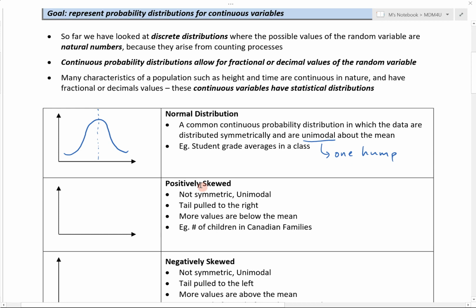Another kind of distribution is a positively skewed distribution. It would look something like this. It's not symmetrical, but it's still unimodal. The tail is pulled to the right, and more values are below the mean. If your mean value is here, you'd have more values below the mean. And the top of the hump would still be considered your mode, because the y-axis represents your frequency, so the more frequent values. And the median would be somewhere in between the mode and the mean.